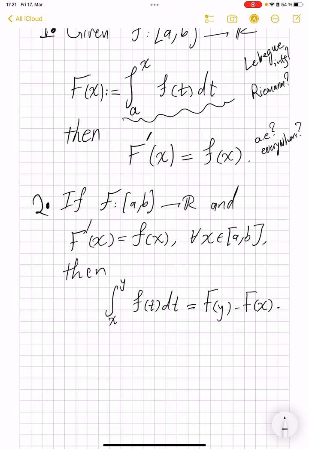Second question. You start with some F and it is differentiable. The claim is this.